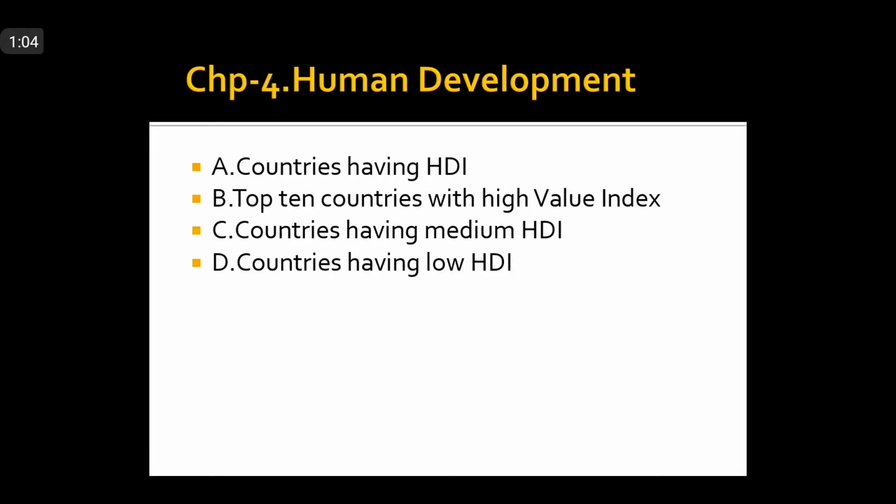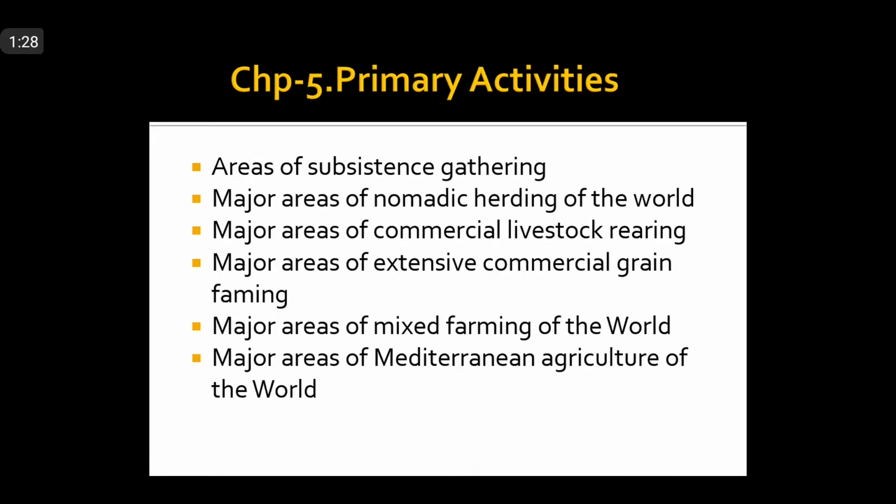Chapter number 4 is Human Development. From this chapter, usually the questions are asked like countries having a high Human Development Index, countries having a medium HDI, and countries having a low HDI. So you have to practice the countries having the highest HDI and the lowest HDI.